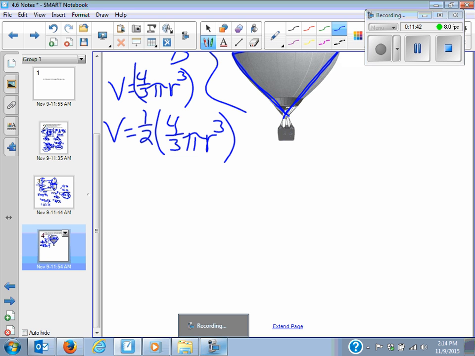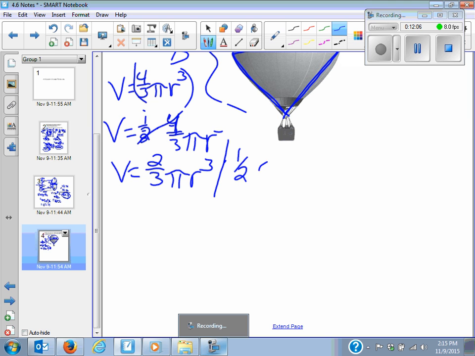So then you see, hopefully, that this 1/2, I can actually erase these parentheses since it's all multiplication. And I can say 1/2 times that 4/3. Hopefully you see these cancel out. What I end up with is volume is going to equal 2/3 pi r cubed, because this is for half of a sphere. Okay, so I'm only doing half of the sphere.